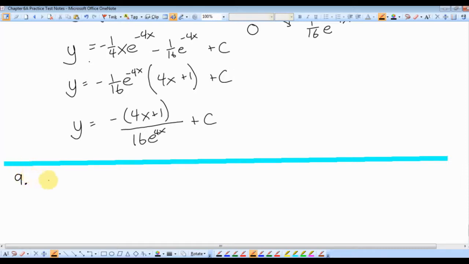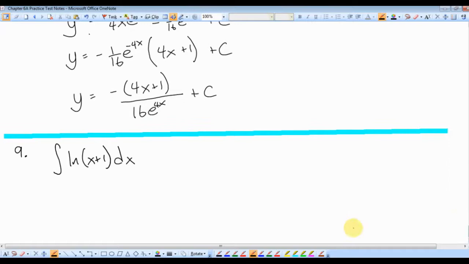Excuse me. Integral natural log of x plus 1 dx. Oh. No. You could, but then you have the antiderivative of natural log of u. That's kind of sideways, isn't it? Integral by parts. Integral by parts. Yes.